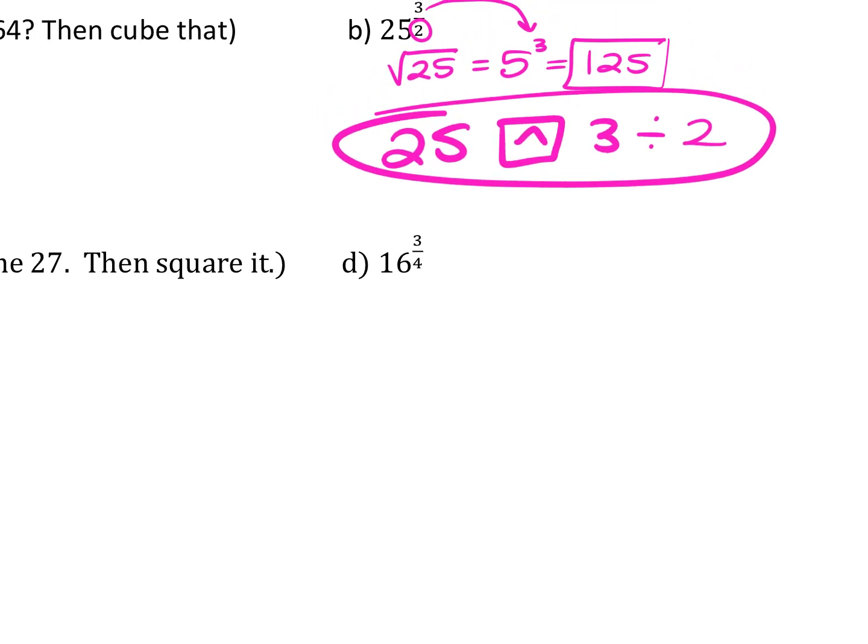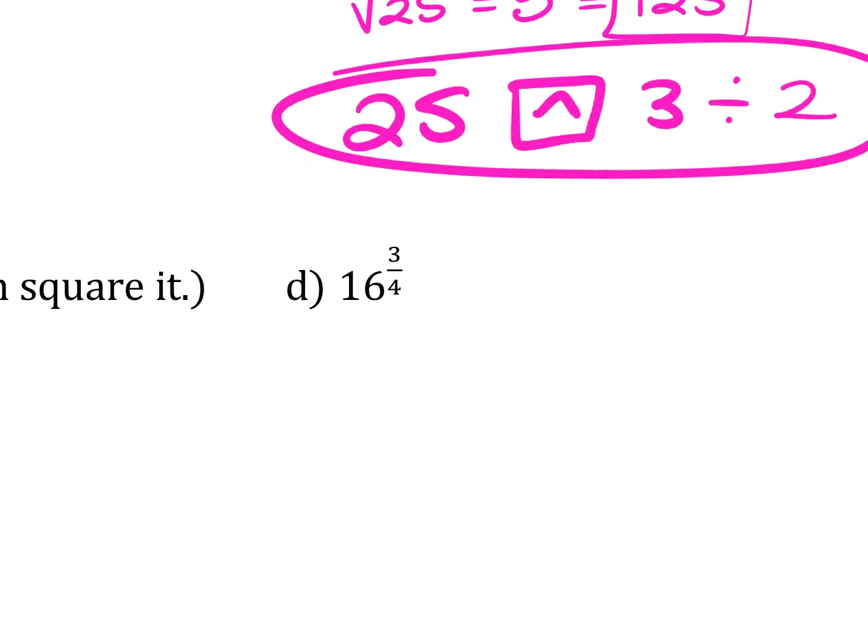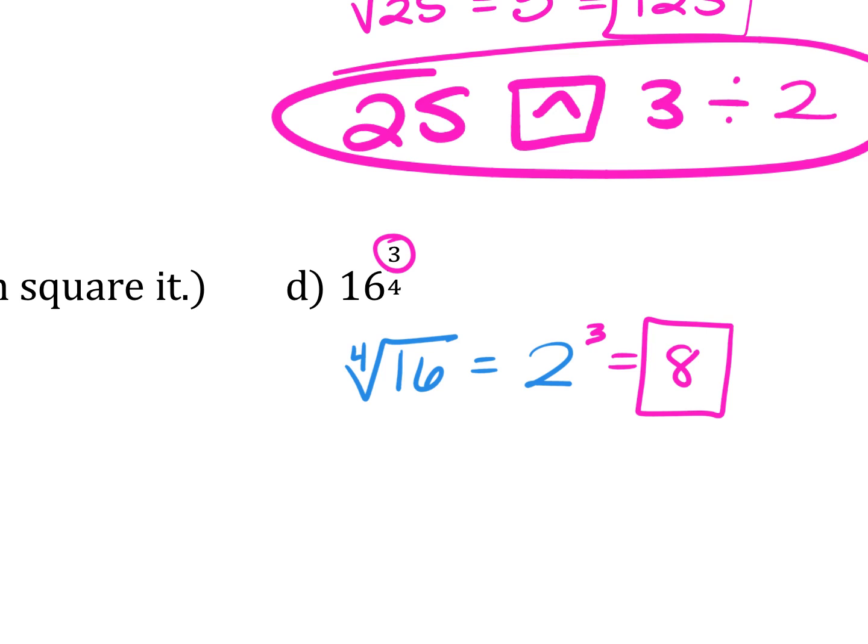Okay. Last one of these guys. 16 to the 3/4. What do you do first? Not square root. 4th root, right? The 4th root of what? 16. What is the 4th root of 16? What times itself 4 times is 16? 2. Then you do what? Take it to the 3rd power. You cube it. So 2 to the 3rd power is 8, and you're done.